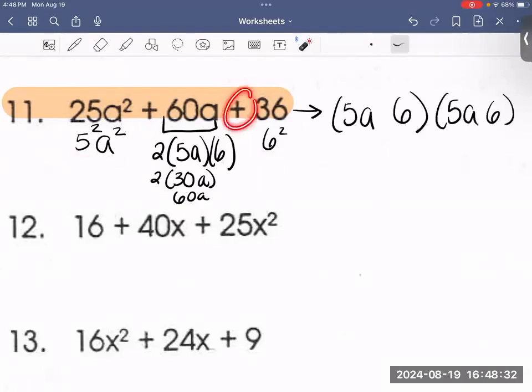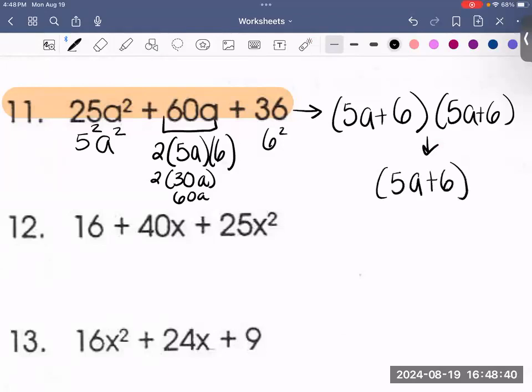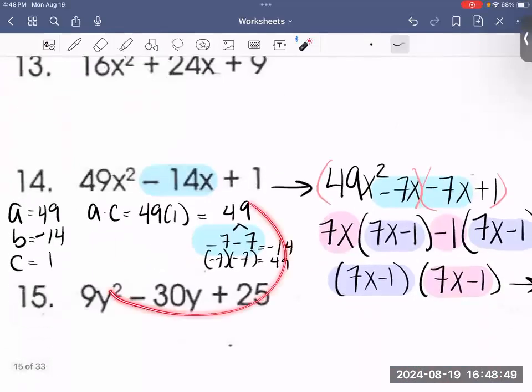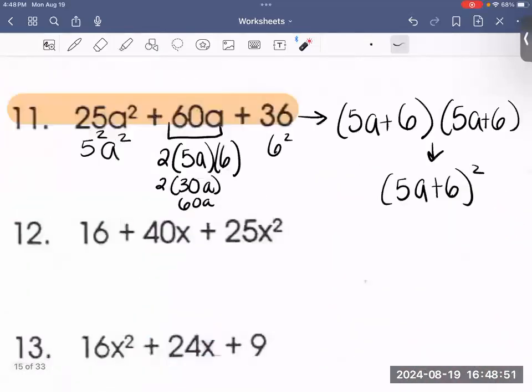And because they're both all positive, we're just going to say now this middle is positive. We have 5a plus 6 squared. So you don't have to do that multiplication throughout unless you wanted to, like we did here. But sometimes if your numbers are really big, you might want to strategize and just make sense of what we've been doing, why they're that duplicate on the inside.